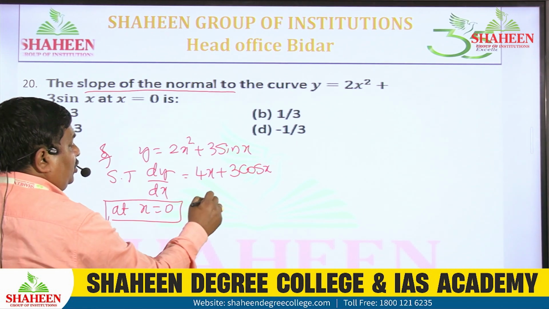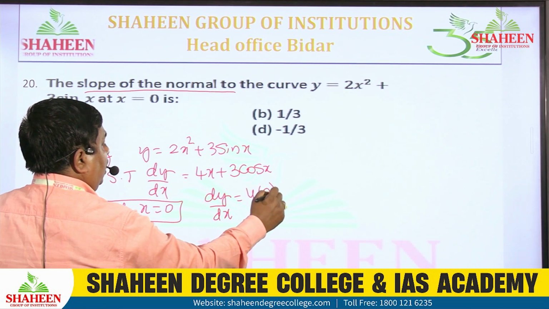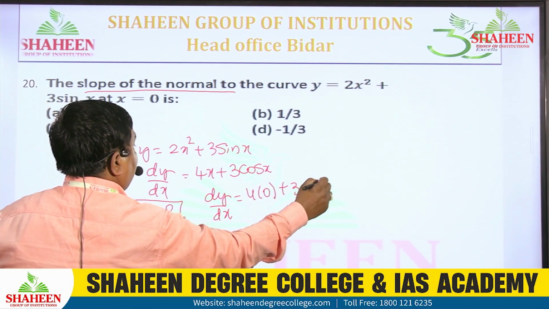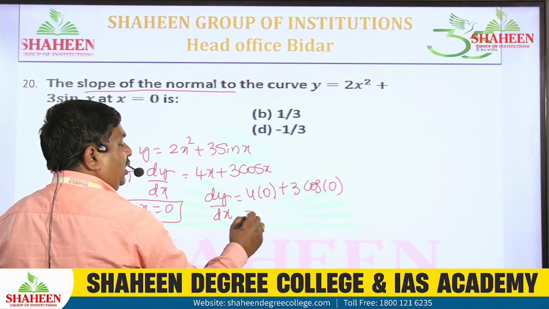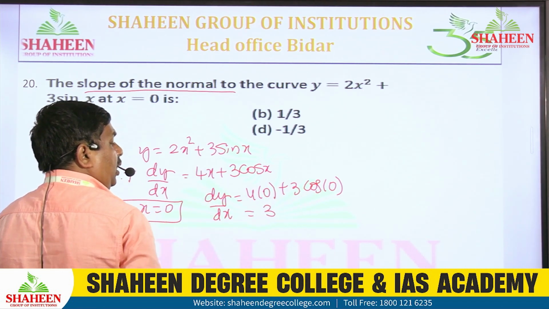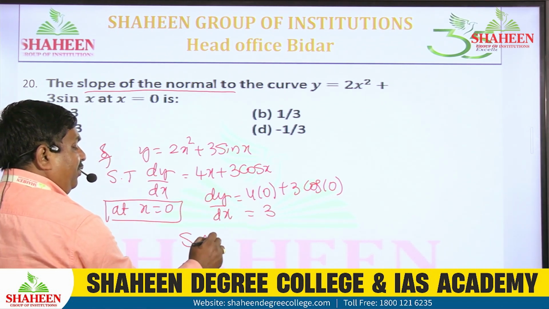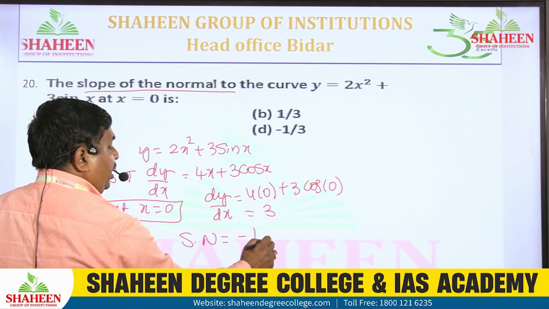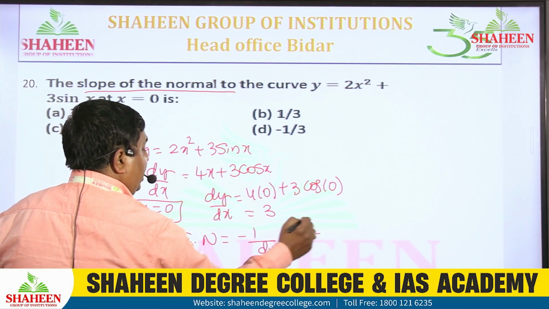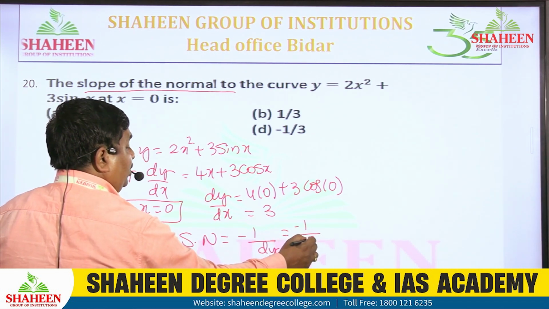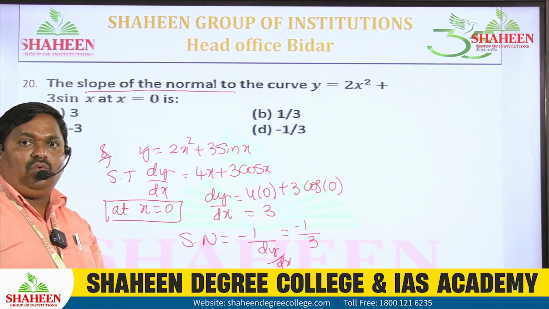at x equal to 0, dy by dx becomes 4 into 0 plus 3 cos 0. You know the cos 0 value is 1, so 1 into 3 is 3, and 3 plus 0 is 3. So the slope of tangent is 3. But the slope of normal is minus 1 divided by dy by dx. So this becomes minus 1 divided by 3. The slope of the normal is minus 1 by 3.